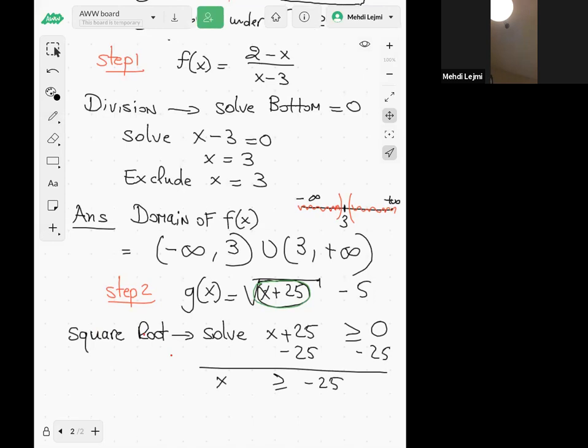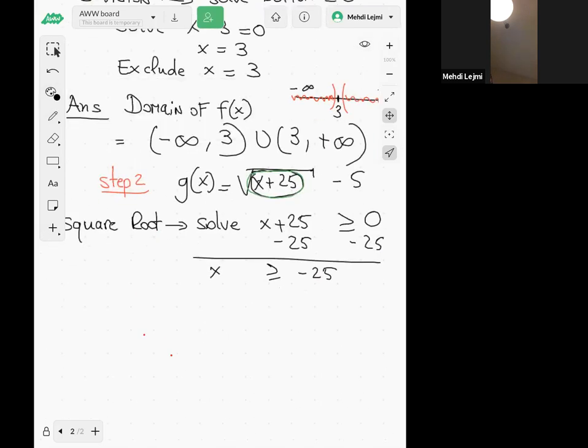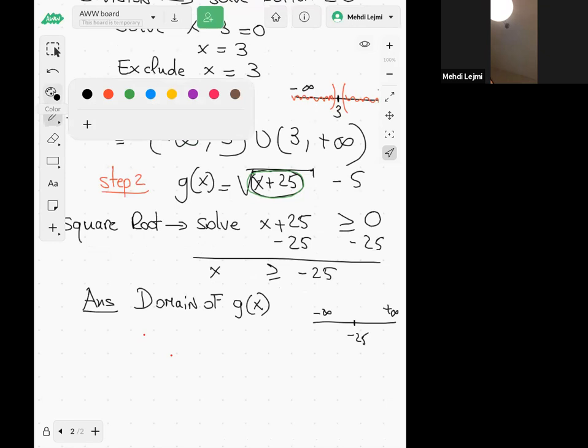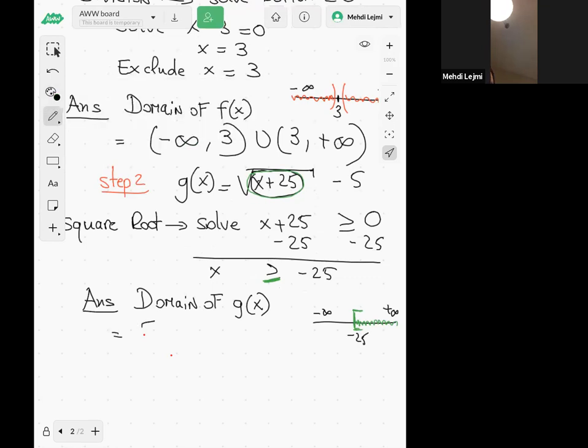So the answer here with domain of g. Here's my number line. Here's negative 25 somewhere. This is negative and positive infinity. So we are saying x is larger than negative 25. So you go from negative 25 to positive infinity, and at negative 25, x can be equal to negative 25. So we include the negative 25. So the answer here, domain of g would be negative 25 included, to positive infinity.